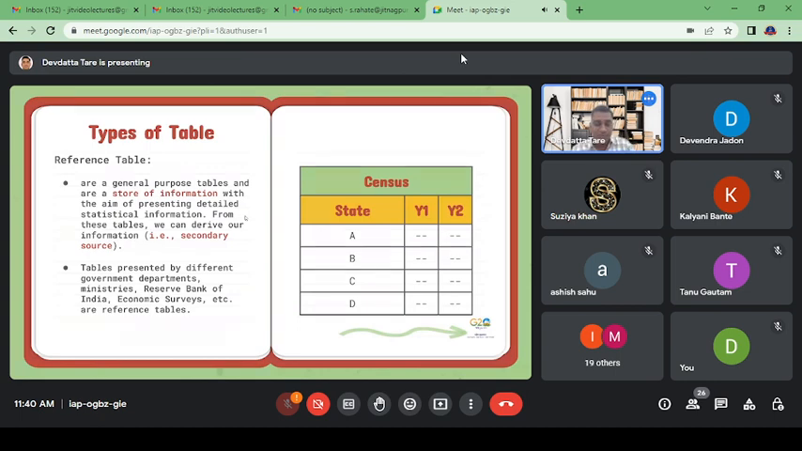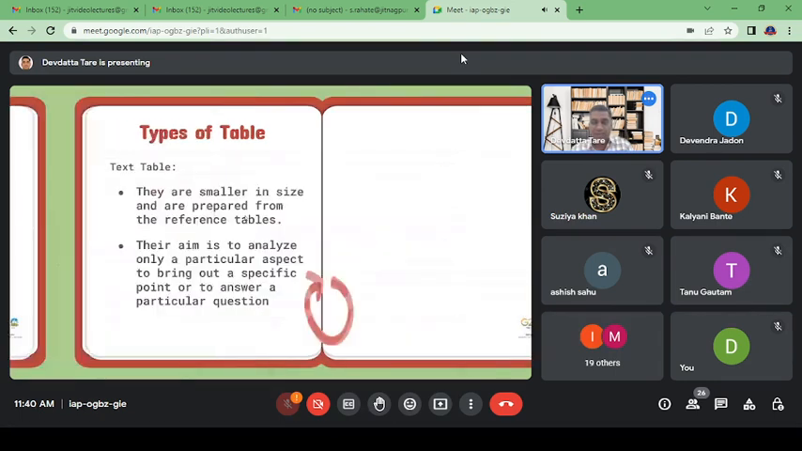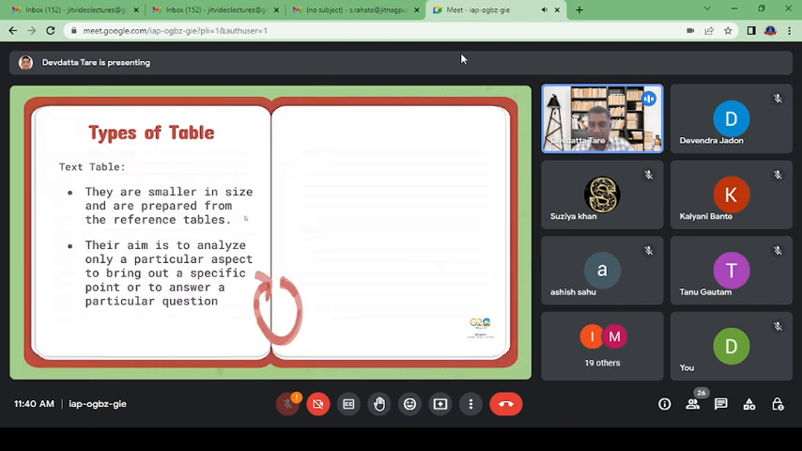Now, if you are doing an extract of that table, it is known as a text table. For example, if you are having data of 500 students of all the standards 1st to 10th, and then I am asking you for the data for 10th standard students only, you are making a small table, taking the reference from the bigger table. If I am asking you for the report for male students and female students, you are making a categorization from the main reference table.